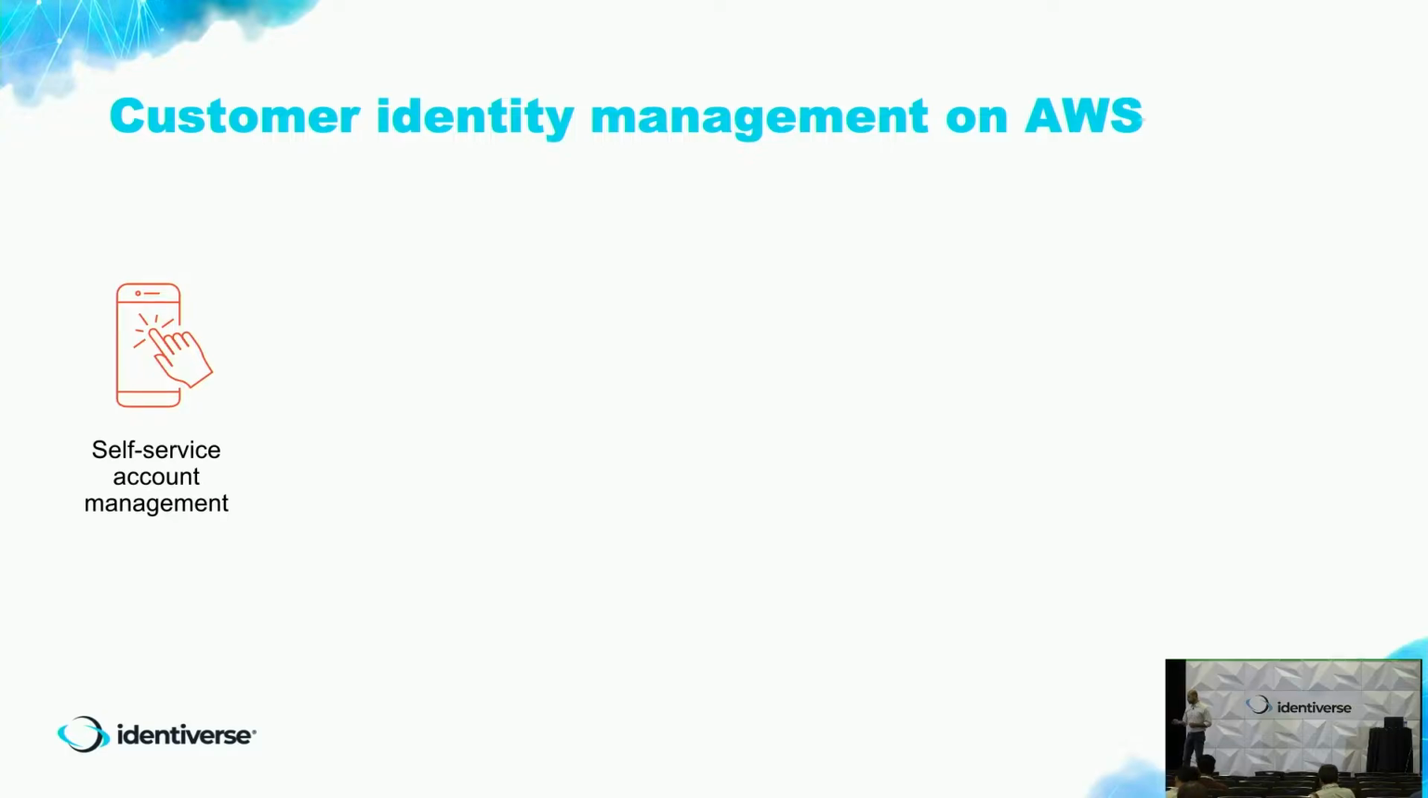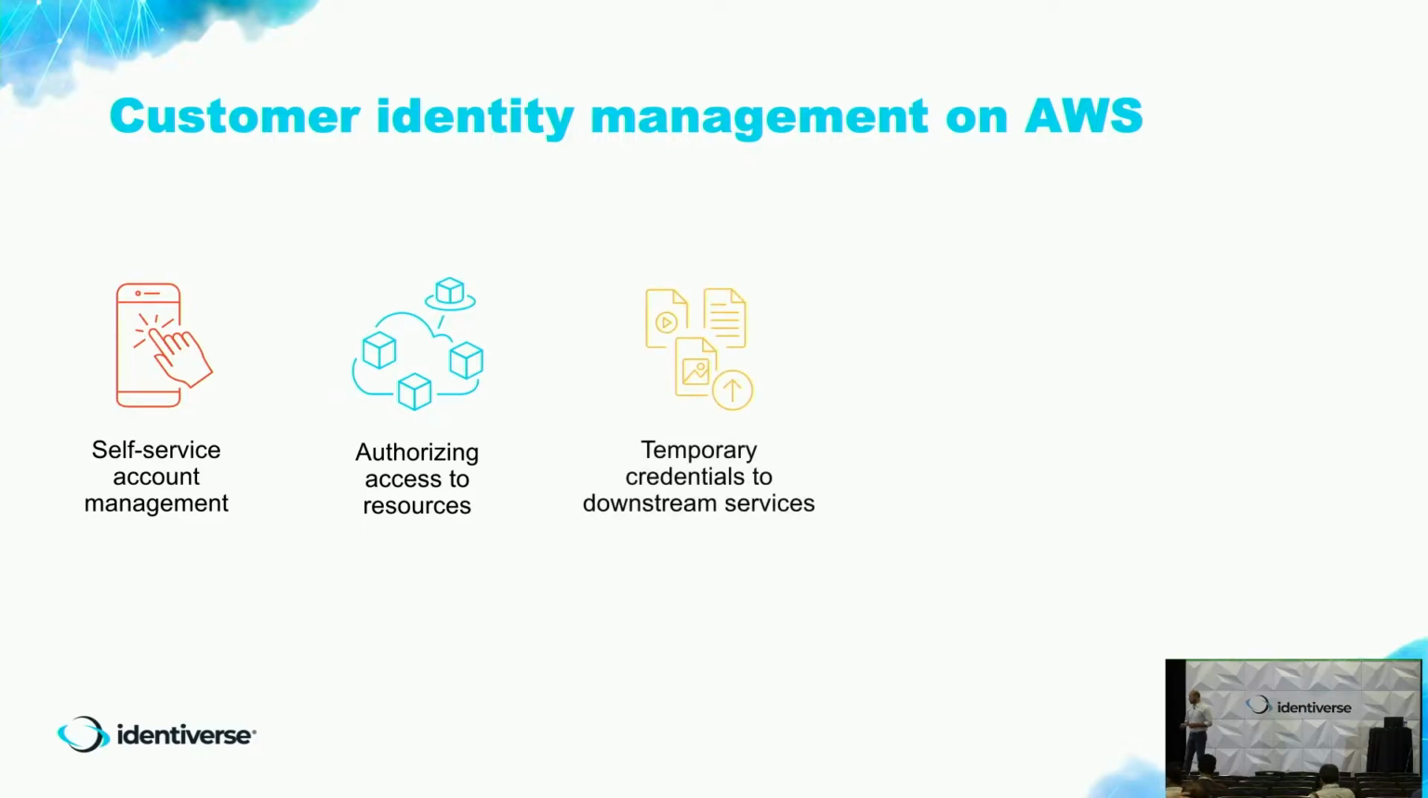The second set of features is authorizing access to backend resources. So we usually don't authenticate users for the sake of it. We authenticate users because we want to give them privileged access to my backend or know exactly who the users I'm interacting with are. And eventually, we want to carry this session all the way to the backend and do authorization to backend resources.